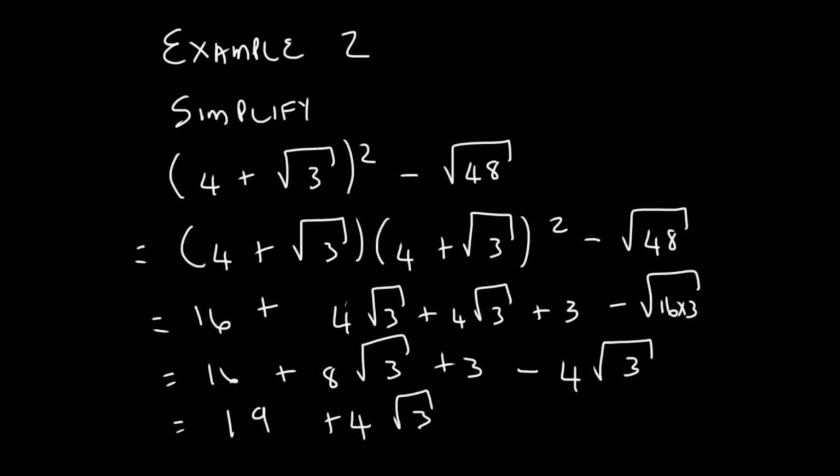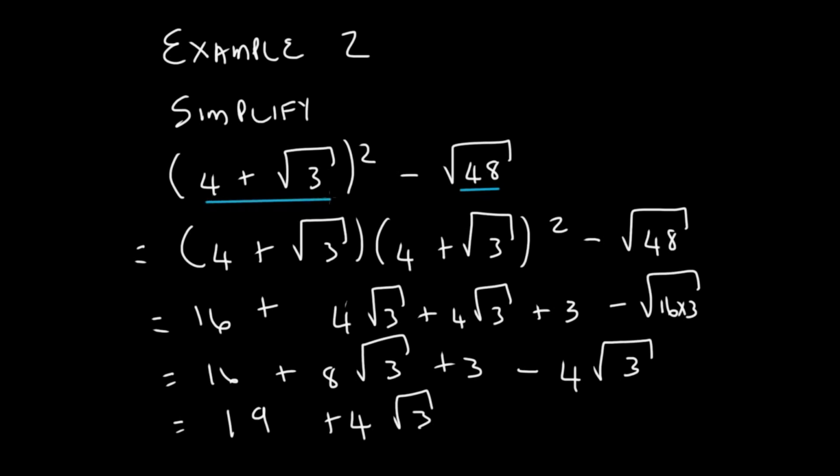What I've done in the second example is I've added a bit of multiplication as well. So what we have is 4 plus the square root of 3, squared, minus the square root of 48. So we know what we are going to do here, don't we? Because we did it in the first example, we broke it up into something that can be square rooted. But what are we going to do here? In this first bracket, we need to expand and then simplify.